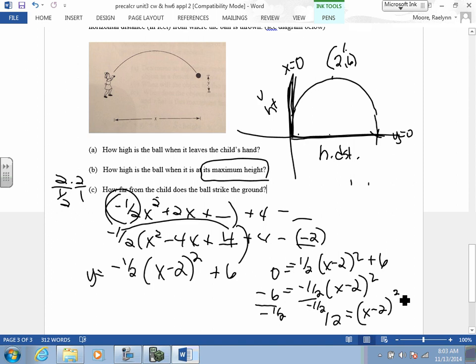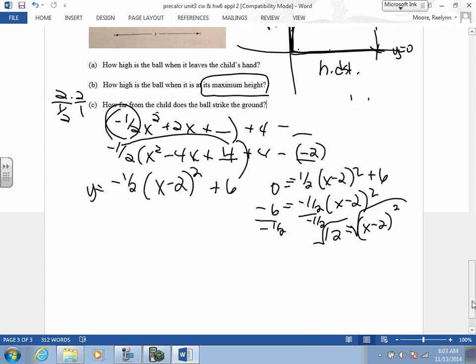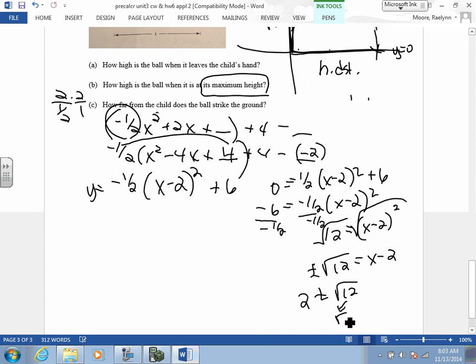And then we take the square root. Right? Okay, so the square root of 12 plus or minus. And then we add 2. And reduce this out. Radical 4 times radical 3, so 2 plus or minus 2 radical 3. Now if you do it on your calculator, you're not going to see a radical, you're going to get the decimal value. Which one do we want? Do we want the positive one, or do we want the negative one?